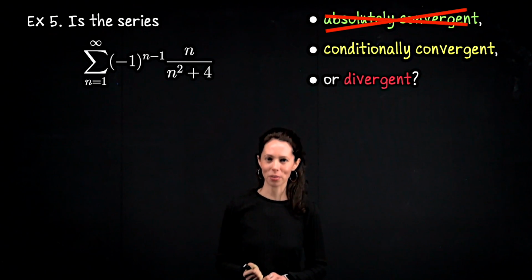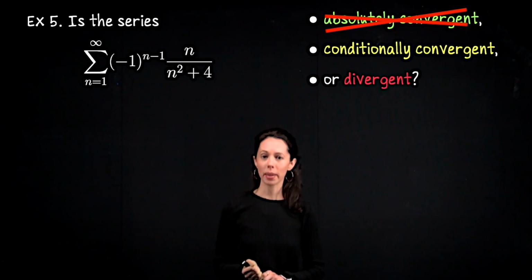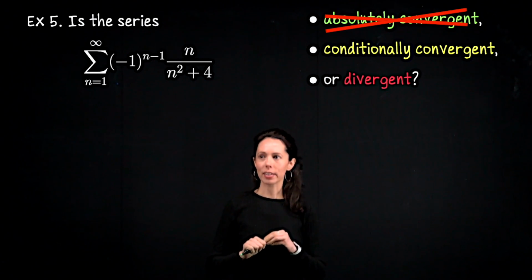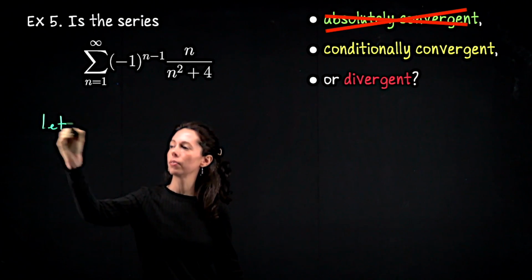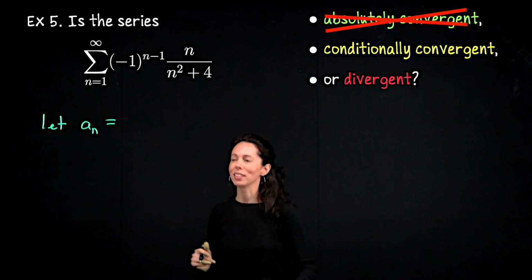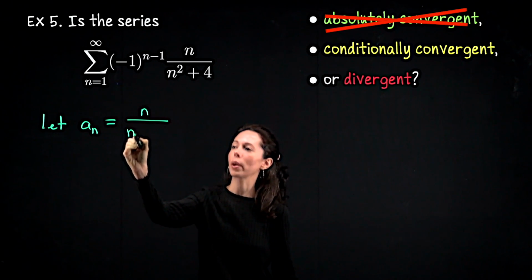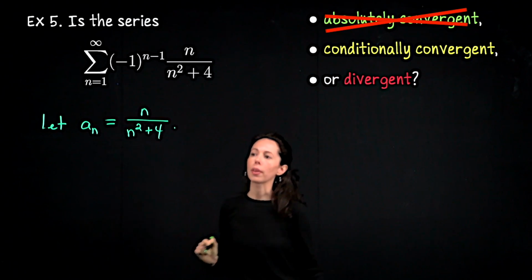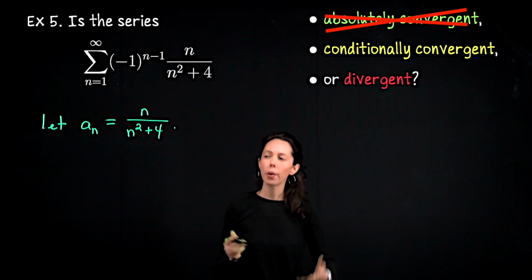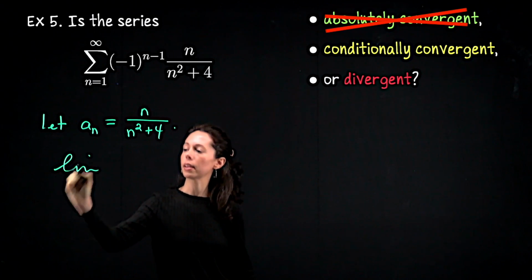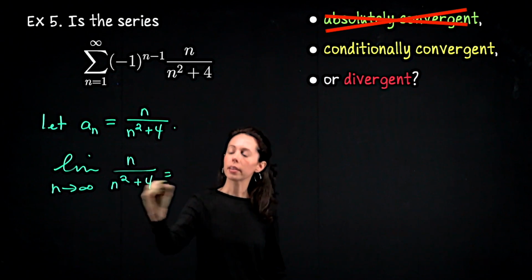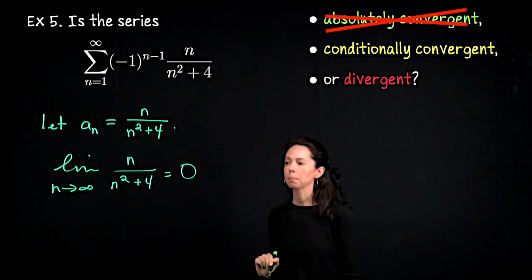Okay, we've tried the ratio test. It was inconclusive. We did the limit comparison test to show that the series is not absolutely convergent. Let's do the alternating series test. So let A sub n be the part that's not alternating in signs. So I mean n divided by n squared plus 4. I want to show that this is decreasing and that the limit as n goes to infinity of this expression is 0. Let me actually do that one first. The limit as n goes to infinity of n divided by n squared plus 4 is 0 because the higher power is in the denominator.